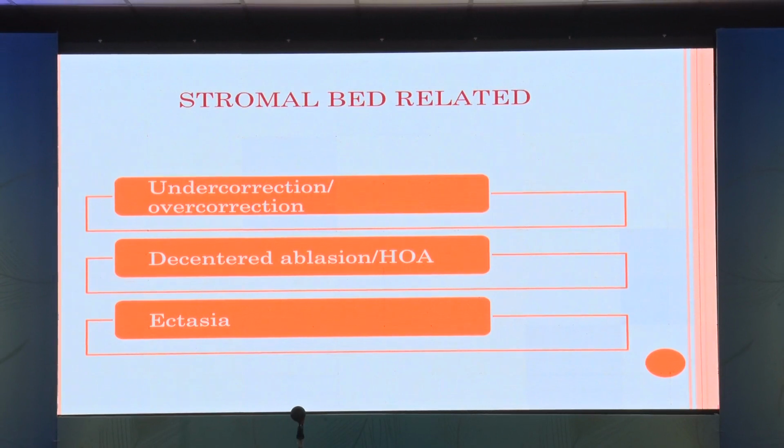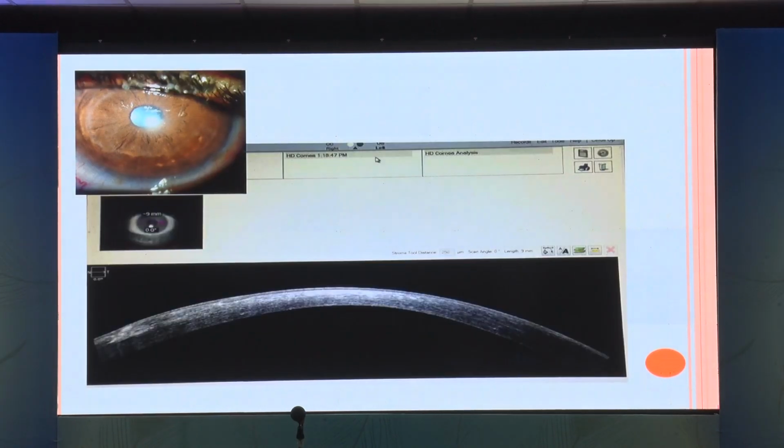Then coming to some of the complications which occur in the stromal bed, which can lead to undercorrection and overcorrection of the refractive error, or sometimes there could be a decentered ablation leading to high order aberrations or post-LASIK ectasia. This is again a very serious complication, but occurs in less than 1% of the cases, 1 in 1,000 cases. So there was one patient who had a post-LASIK ectasia, and we managed this patient by cross-linking.